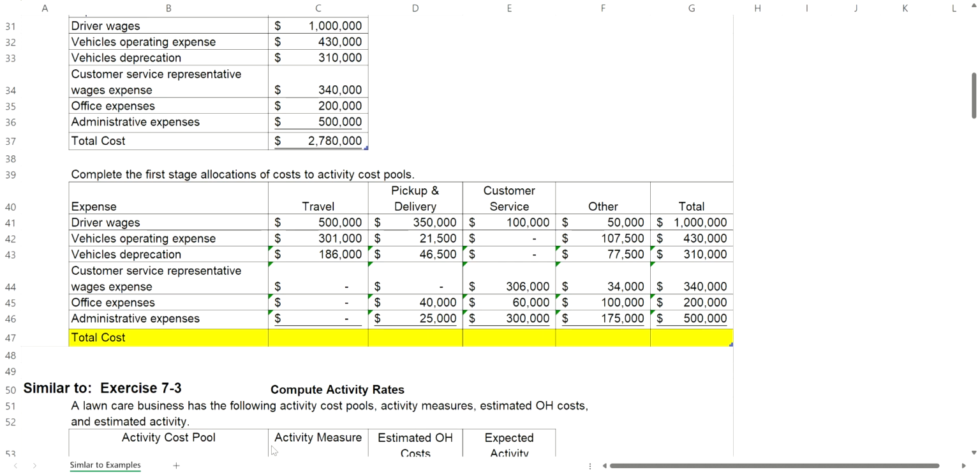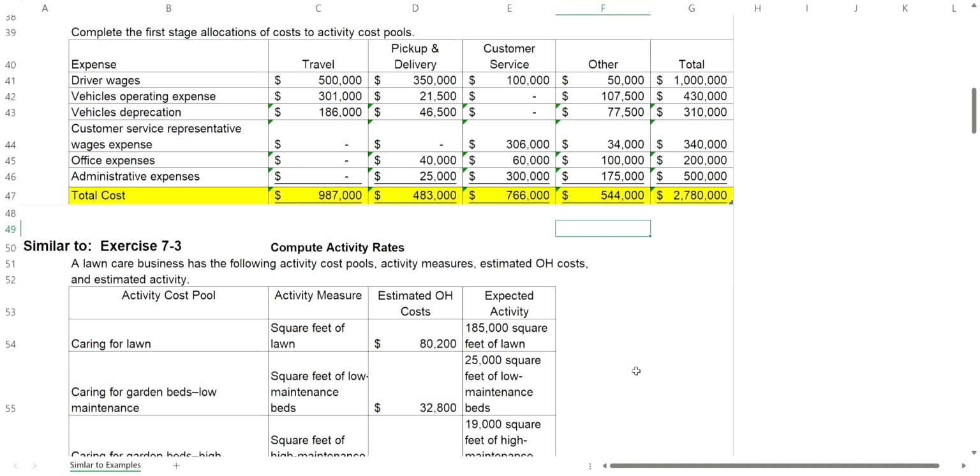Now, after you've allocated each expense, you want to add up how much factory overhead goes to each of the activities. So for travel, it'd be $987,000. Pickup and delivery, $483,000. Customer service, $766,000, and other, $544,000. And it doesn't matter if you go horizontal or vertical. That's a good way to check yourself. You will get a total of $2,780,000, which matches the total up here.